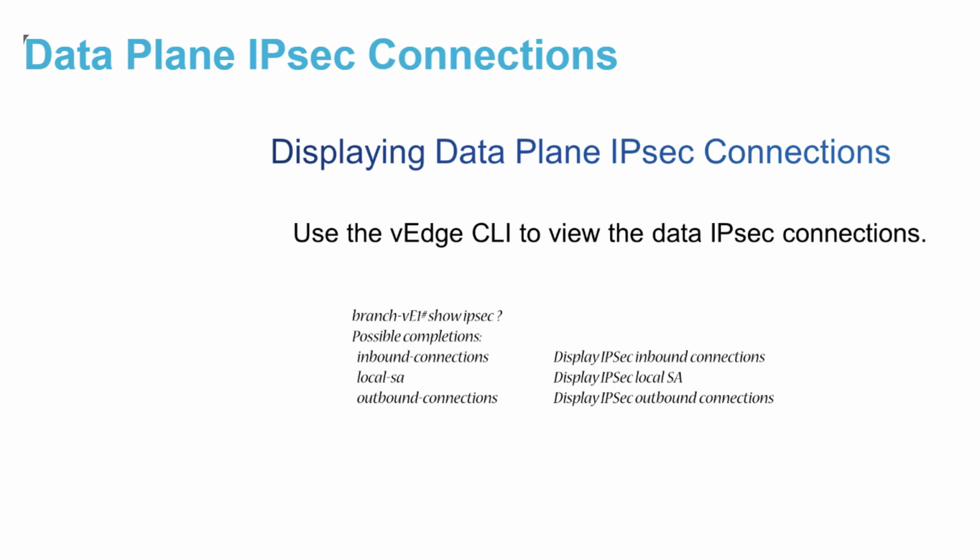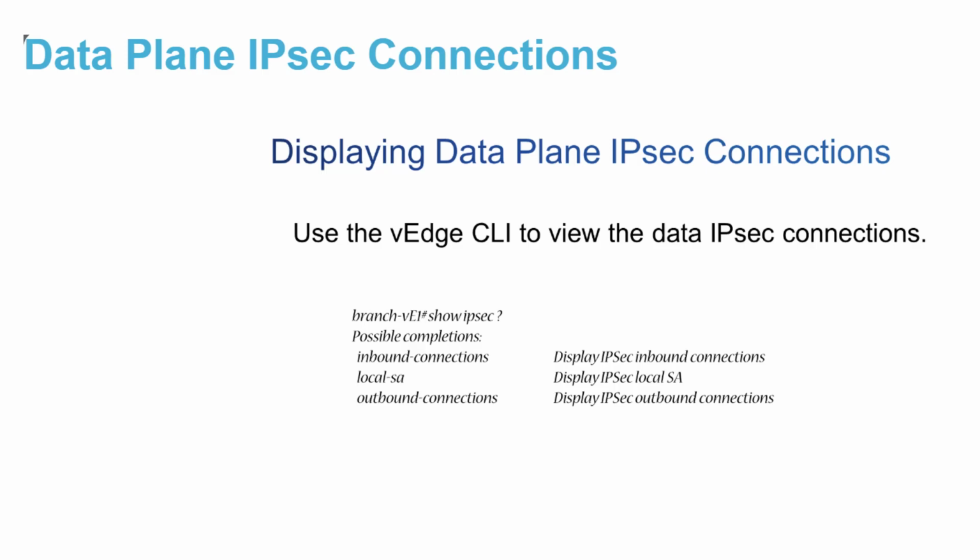Three basic commands. Show ipsec inbound-connections. That's going to display the information about the IPSec tunnels that originate on remote routers, so the ones that are going to other vEdge routers.